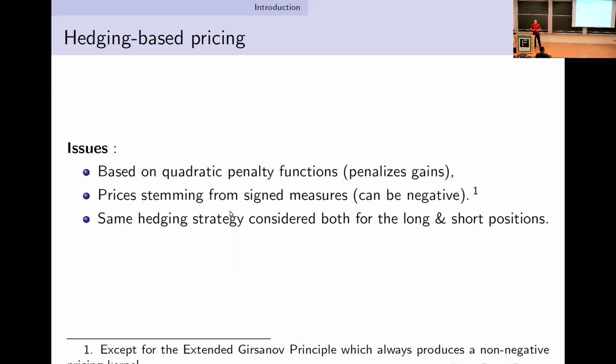The first one being that these methods rely on a quadratic penalty. So if you're a hedger and you use a quadratic penalty, you're penalizing gains, which is undesirable behavior. We'd like to have a procedure which does not penalize gains. Second, the prices associated with these methodologies are not necessarily arbitrage free. The associated martingale measures are often signed measures, and prices can be negative, which is at least a theoretical issue.